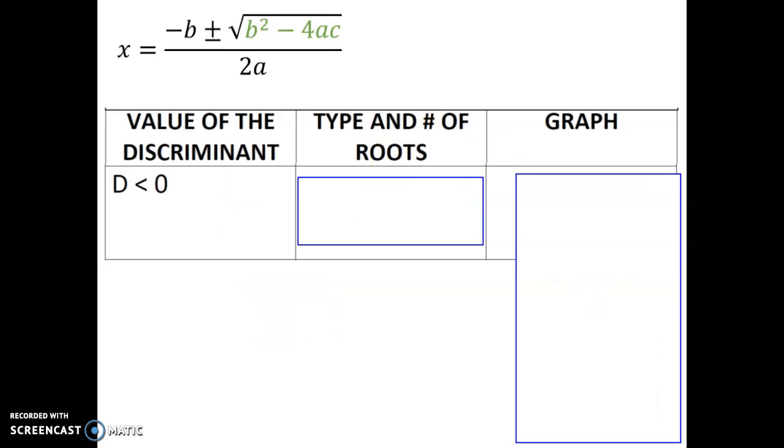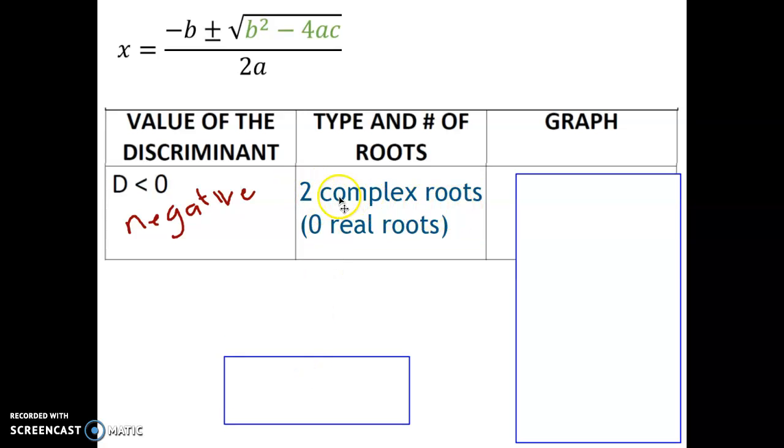Okay, well, what if it's less than 0? That is to say that the number I get when I simplify the discriminant is a negative number. Okay, so look what we have here. So I have the square root of a negative. Well, when I have the square root of a negative number, what type of answer do I get? It's imaginary. So I have my real number right here, negative b, plus an imaginary number. Well, when I have a real and an imaginary put together, that gives me a complex. So I'm going to have two complex roots, again, because I have the plus and the minus. I'm going to get two separate ones, but I'm going to have 0 real roots.